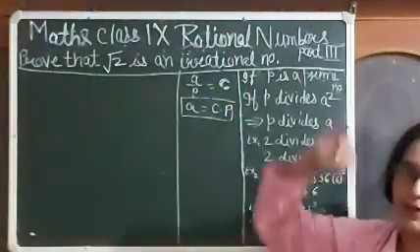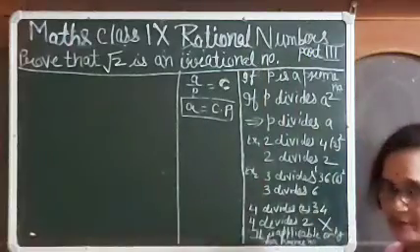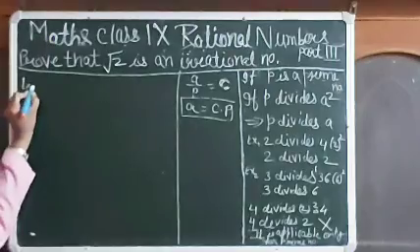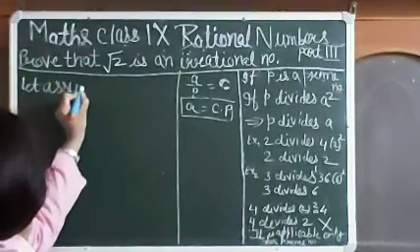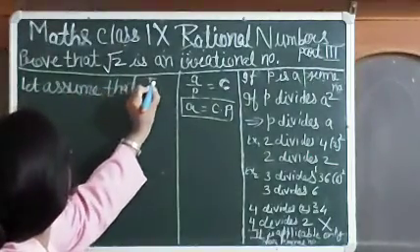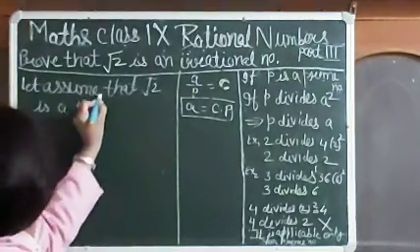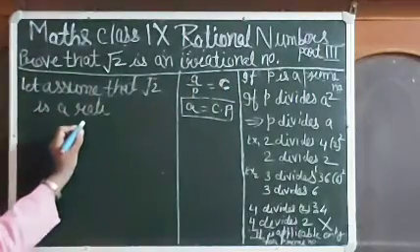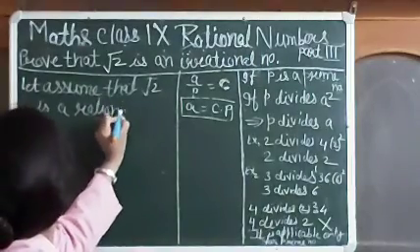Now come to our point. We have to prove that root 2 is an irrational number. First we have to assume that root 2 is a rational number. Root 2 is a rational number. What we have to prove is that root 2 is an irrational number, but what we assume is that root 2 is a rational number.